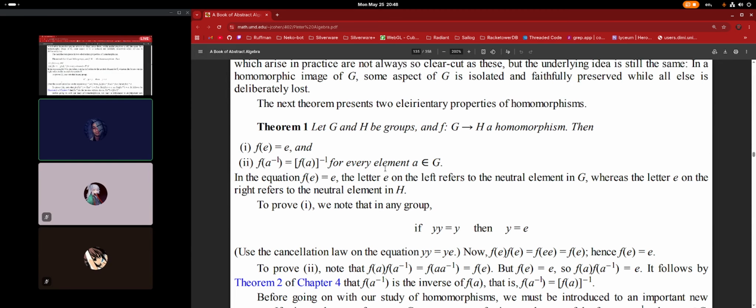Theorems. Let G and H be groups and f. Yeah, I do have a question on one of these theorems, I think. We have f as a homomorphism. Then f of the neutral element is equal to neutral. Yeah, but this is very bad notation, right?